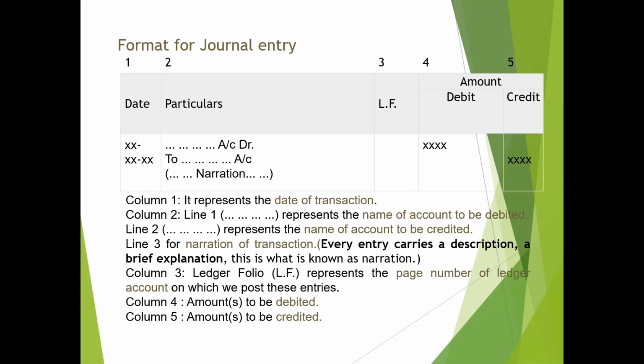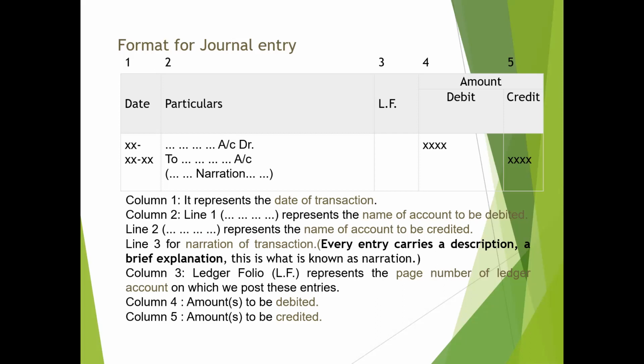So these are all the specimen format for the journal entry. The first column is date. Transactions are recorded in the journal in chronological order according to the dates. The second one is the particulars column. The particulars column has the debit account, credit account, and narration. And then the next column is ledger folio, the LF column, and then the fifth column is the debit amount column, and then the credit amount column. This is the format for journal entry.